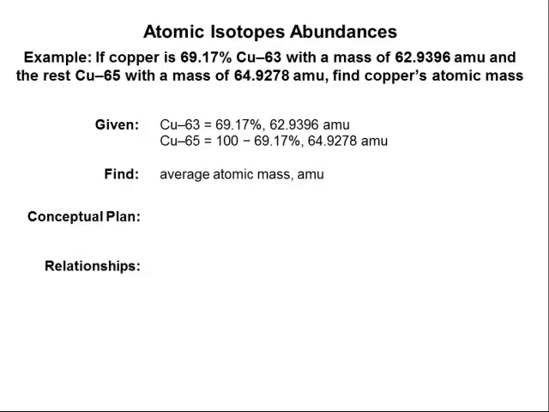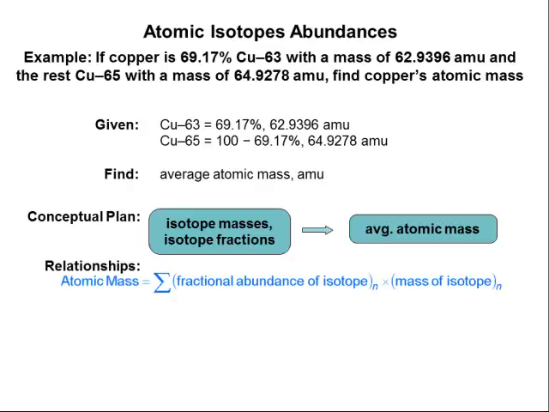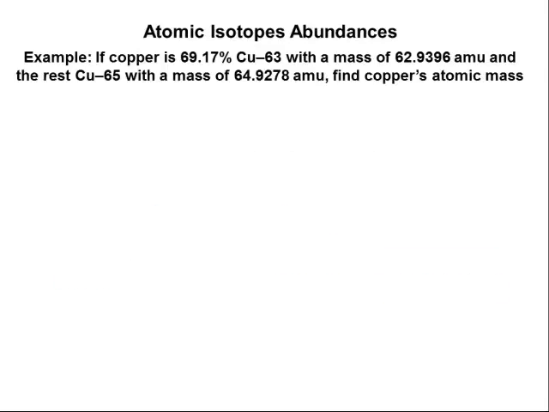So our conceptual plan: we're going to take isotope masses and their isotope fractions, and we're going to combine that in a way to get our average atomic mass. So what's the relationship? To calculate atomic mass, we take the sum of the fractional abundance of the isotope times the mass of the isotope. Now, that sounds more complicated than it actually is. First, that symbol there, if you don't recognize it, looks like a Greek E. That means the sum of. So what does that mean? Well, we're going to look at that in the next step.